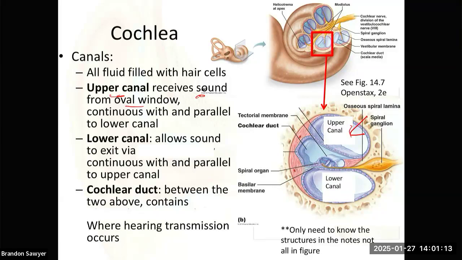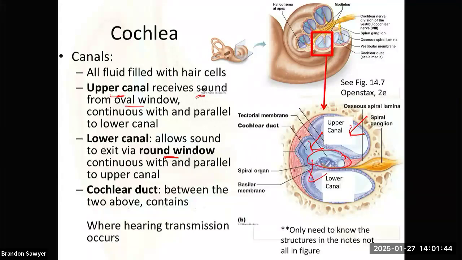Okay, and then that upper canal gets a wave that goes through it, based on the way that it moves. Then eventually, if it's the right sound that we can actually hear, it has to get into this middle canal because that has the hair cells in it. And then it can eventually go out this lower canal. The lower canal allows the sound to exit via the round window, which is just below the oval window, but that goes back into the middle ear and then it can exit.